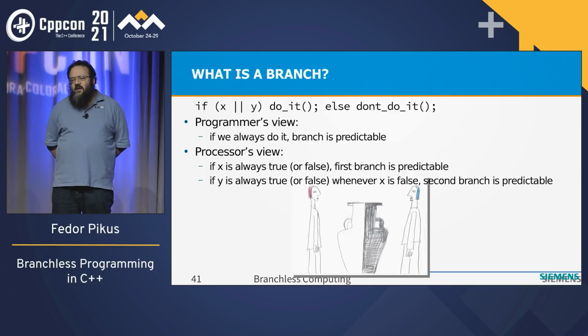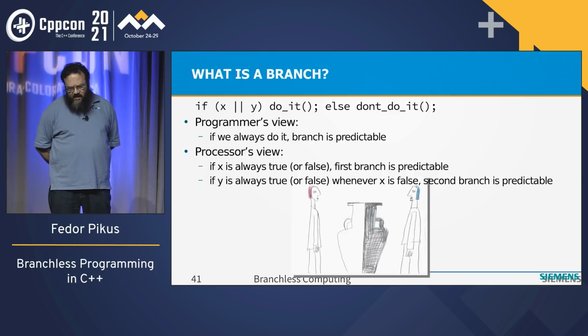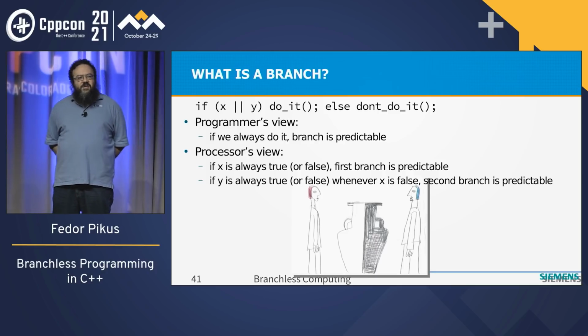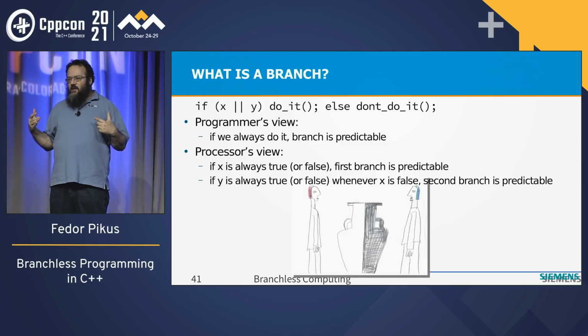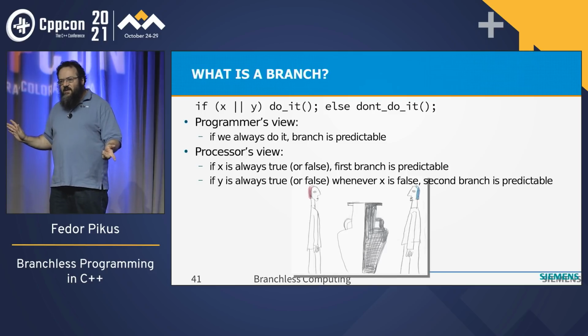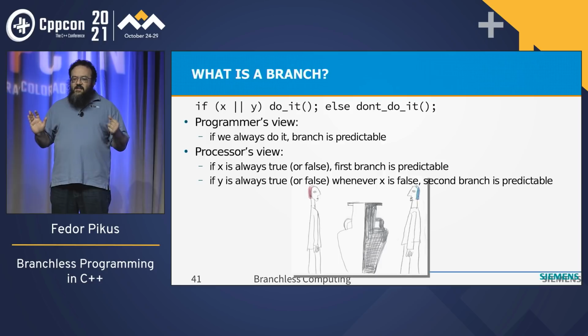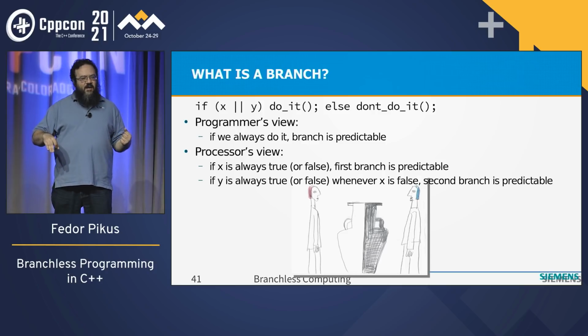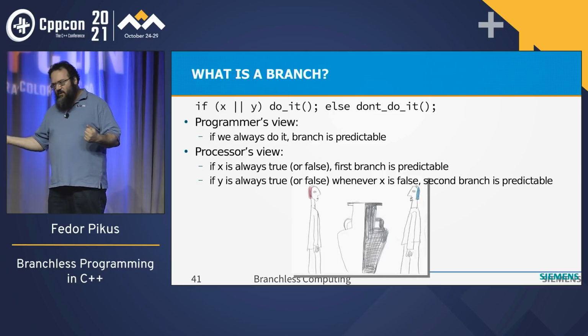If X or Y, then do something, otherwise do something else. Here is how I, as a programmer, look at this. There is a condition. If it's true, I do it, otherwise I don't. That's not what the compiler sees, that's not what the processor sees. They both see it totally differently. What they see is X is one condition. If it's true, we take the true branch. If it's false, we look at Y, and if that is true, we take the true branch.